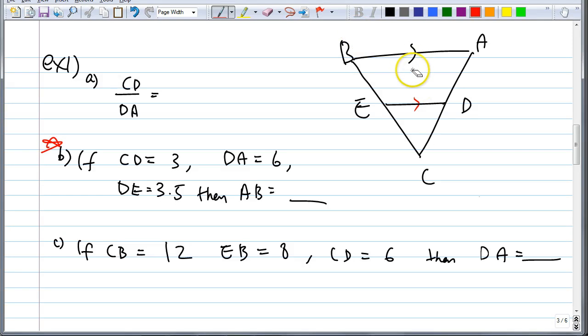Let me make this one better too. These two are parallel. I'm just saying AB is parallel to ED. That's all. Then if CD is 3 and DA is 6 and ED is 3.5, can you tell me what AB is? And lastly, can you tell me what DA is if CB is 12, EB is 8, CD is 6? Go ahead, everybody try. You can help each other too.